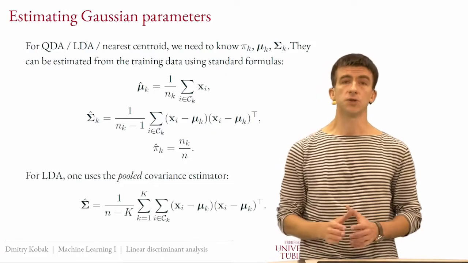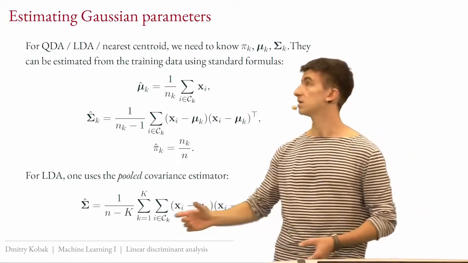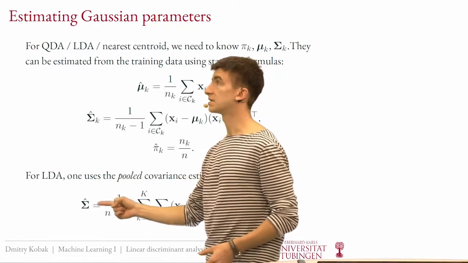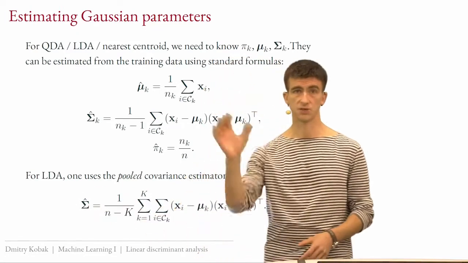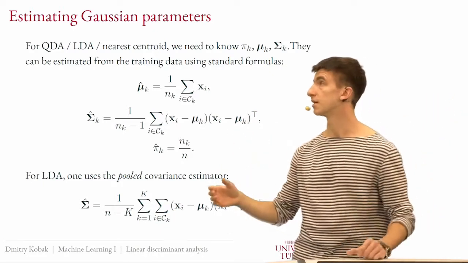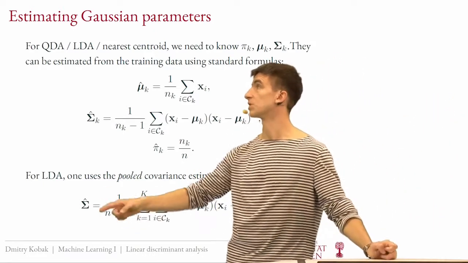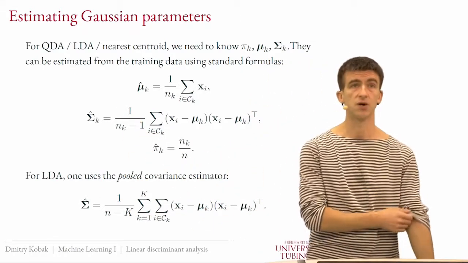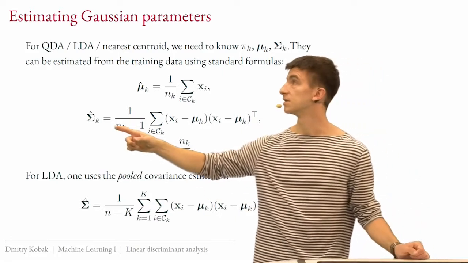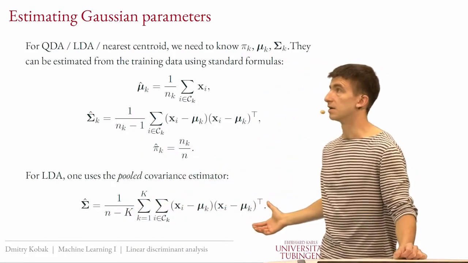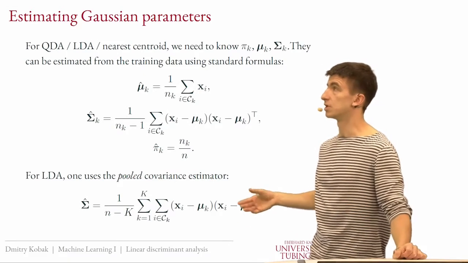So if you want to use LDA, you actually have to estimate a slightly different object. You have to estimate a single covariance matrix that describes both classes. You can think about how to do it. One can compute these two things and then average, for example, or somehow try to combine the sigmas in a different way. But here's the more direct way to define it, and that's how it's usually done.